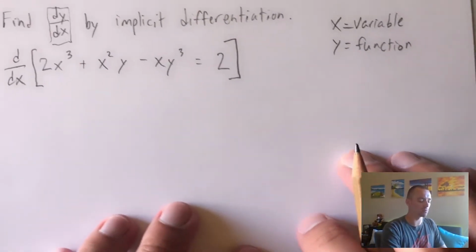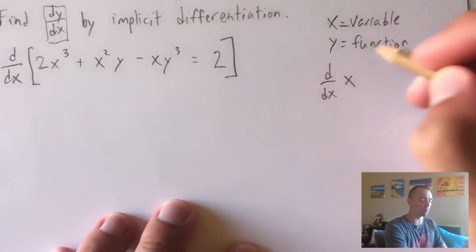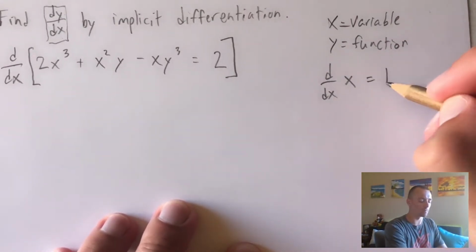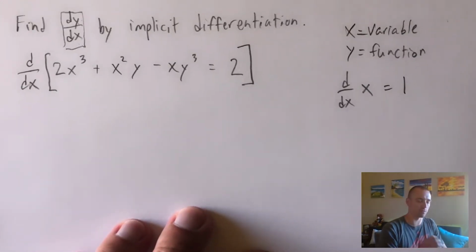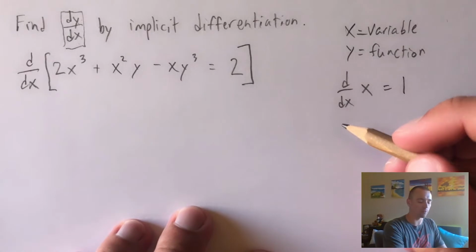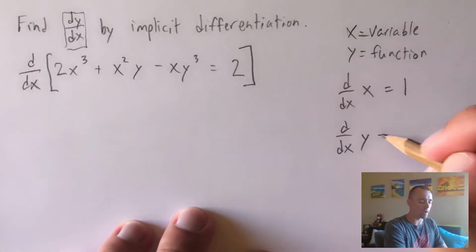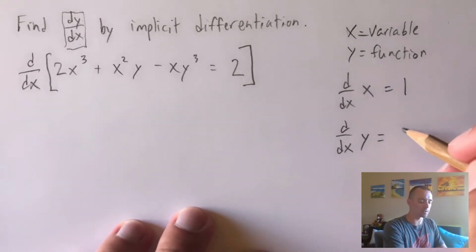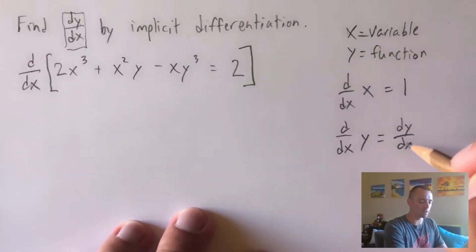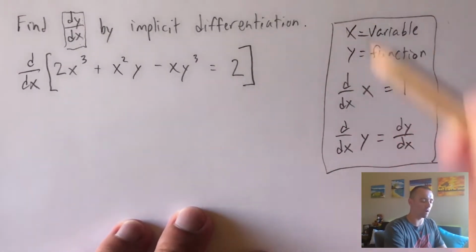And the reason why this is important is the derivative with respect to x of your variable x is just going to be 1. It's going to be how you would expect the derivative of just the variable to be. But if we take the derivative with respect to x of y, of our function, that is not just going to be 1, but instead it's just going to be dy/dx. So it's really important to write this over here down right off the bat.